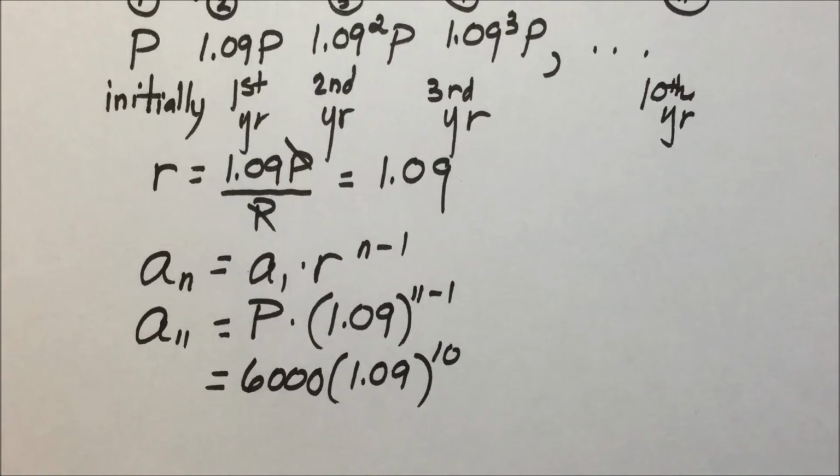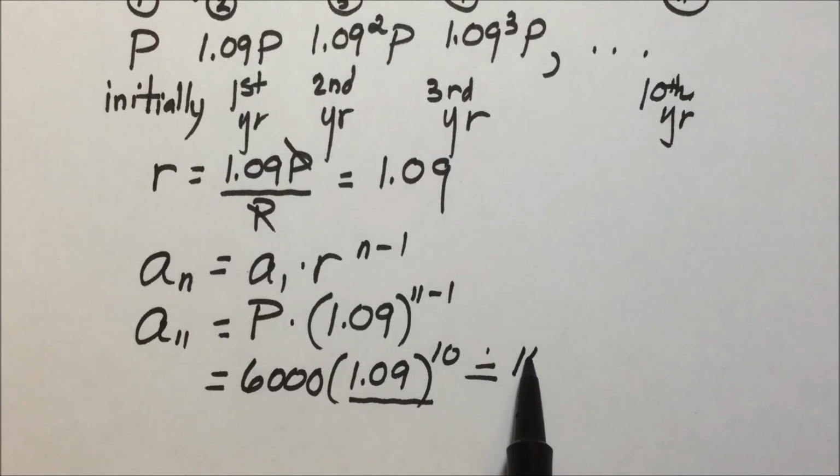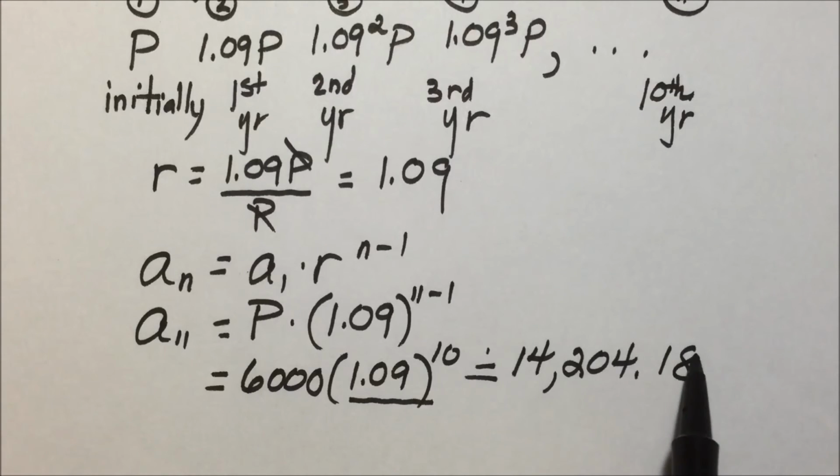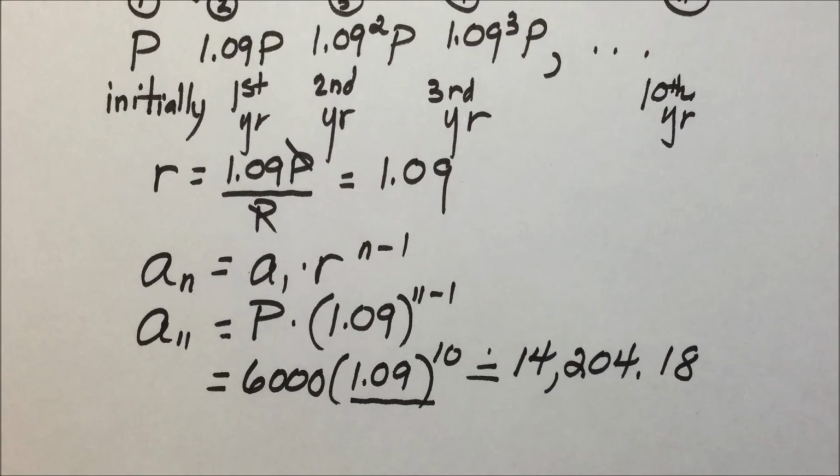10th power. When we simplify, we will use the order of operations and simplify the exponent first, taking 1.09 to the 10th power and last multiplying by 6,000, which will give us, rounding to the nearest cent, $14,204.18 would be the amount owed at the end of the 10th year.